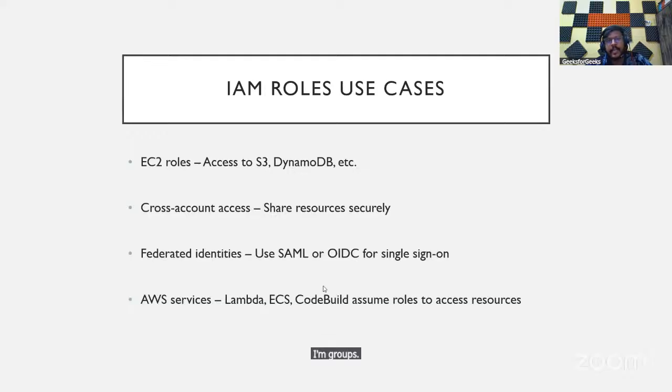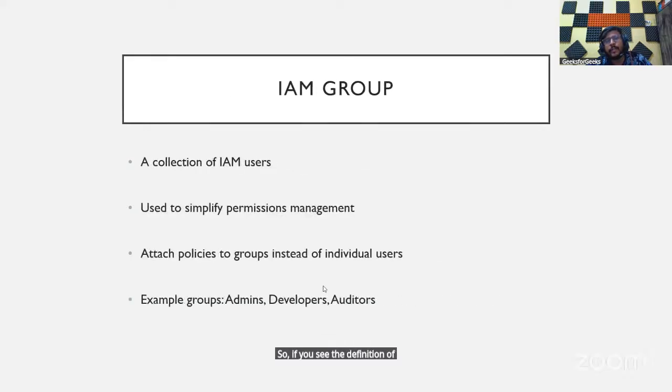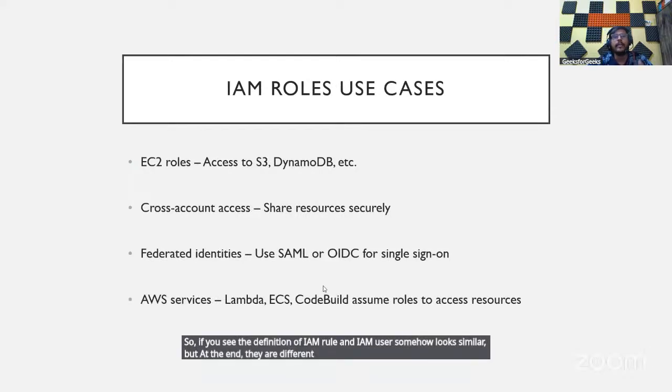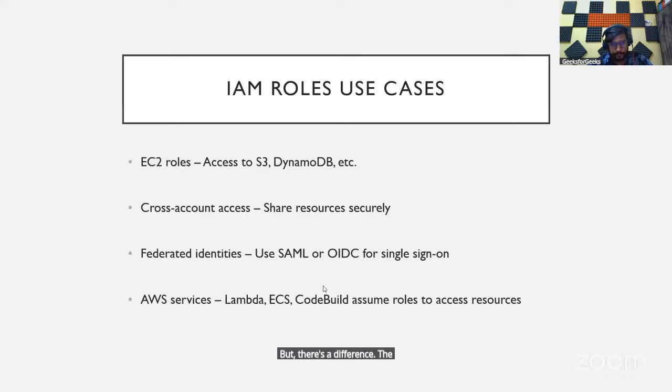Now, what the heck is this IAM role? If you see the definition, IAM role and IAM user somehow look similar, but at the end they are different. IAM roles allow you to access AWS services, of course, but there's a difference. The difference is that it provides you temporary credentials.